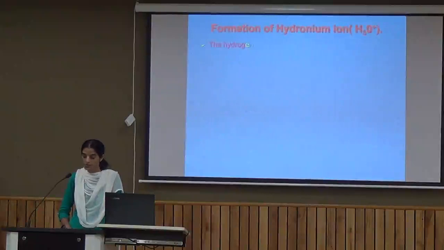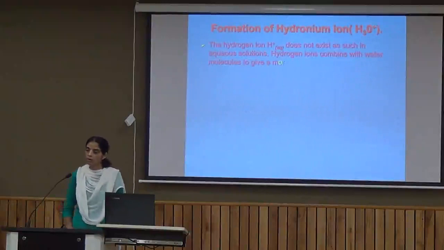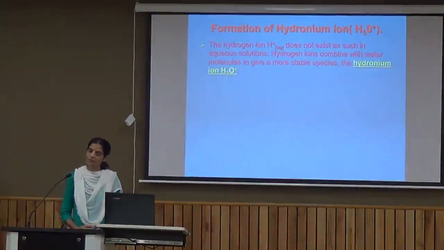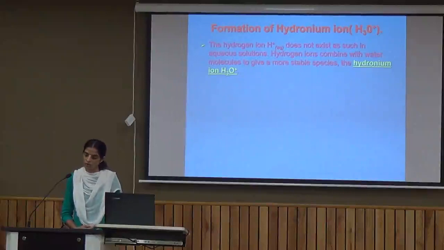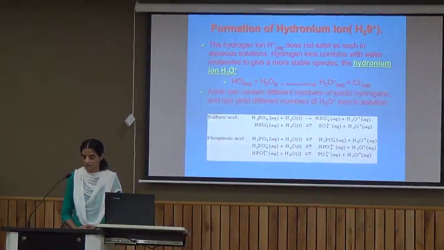Now next we see how hydronium ion is formed. Children, you all know when acids are placed in water, they result in formation of hydrogen ions. Now these hydrogen ions are not capable of independent existence in aqueous solutions. So what do they actually do? They combine with water molecules to give more stable ions, which are called hydronium ions.